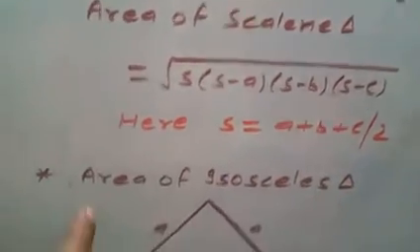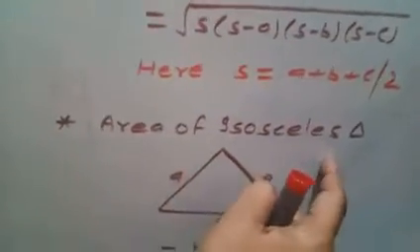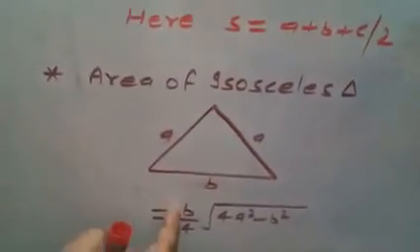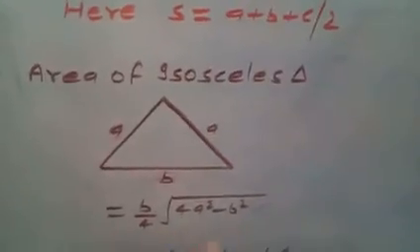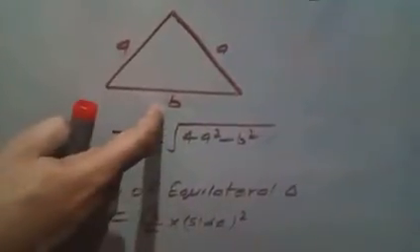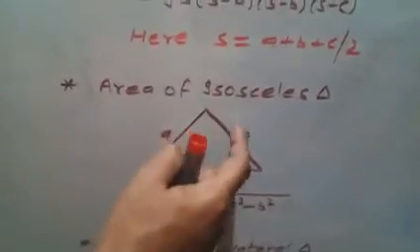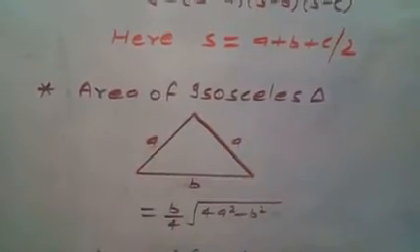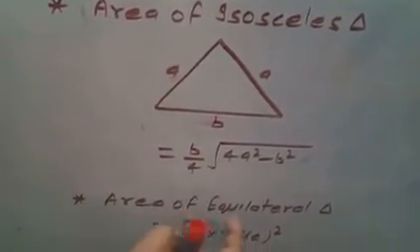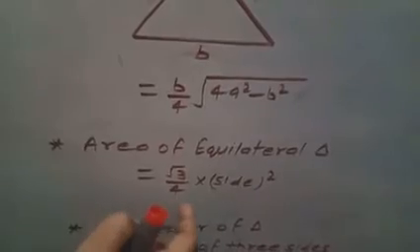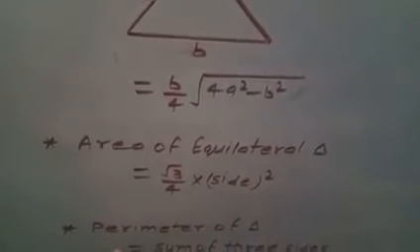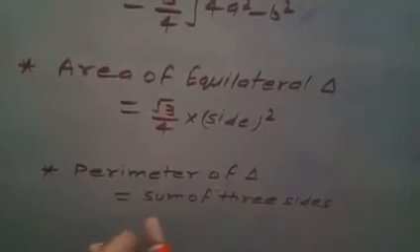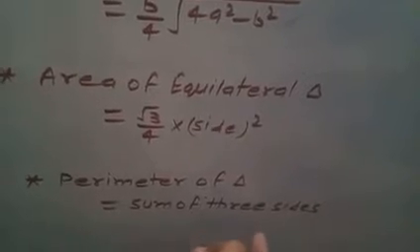Area of an isosceles triangle is b by 4 under root 4a square minus b square, where b is the base and a is the equal side. Now the area of an equilateral triangle equals root 3 by 4 into side square, and as we know, the perimeter of a triangle equals the sum of three sides.